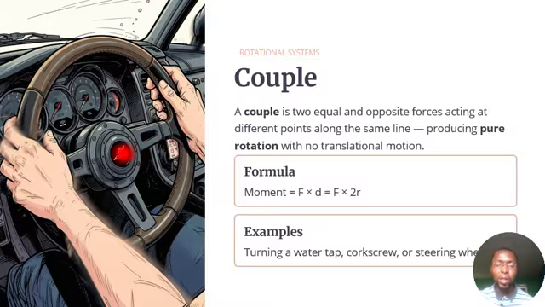So a couple is a system where two forces of equal magnitude act in opposite direction to rotate an object. The objective is to rotate that object. Like I said before, it has the same formula as moment of force times distance. An example is what? Your steering wheel. Another example is your water tap. When you are turning your water tap, and even when you're using your corkscrew to open your wine, you are making use of a couple system.